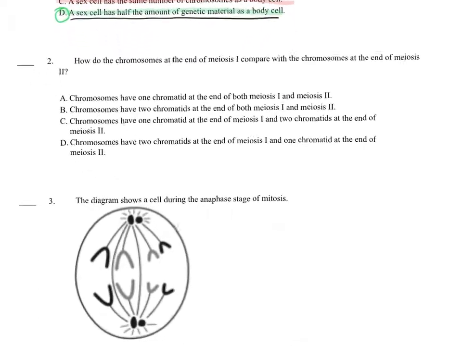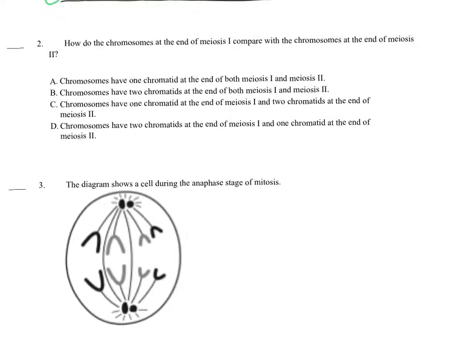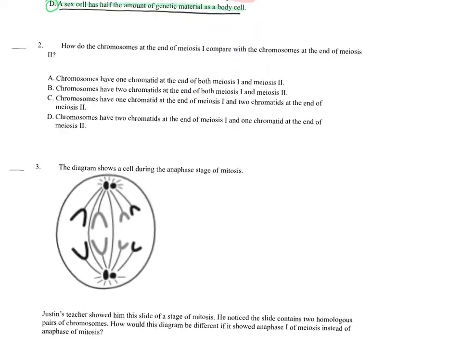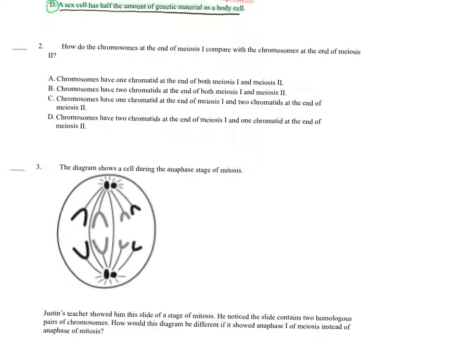How does a chromosome at the end of meiosis 1 compare with the chromosomes at the end of meiosis 2? So chromosomes have two chromatids at the end of meiosis 1, and at the end of meiosis 2, they have one chromosome. That is correct. That's like the whole point, right? That's the whole point of meiosis.